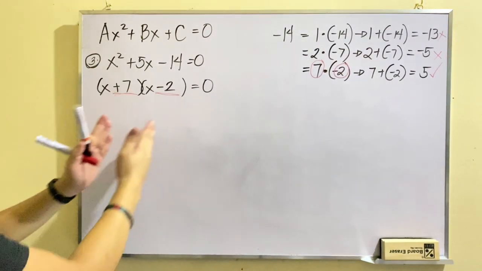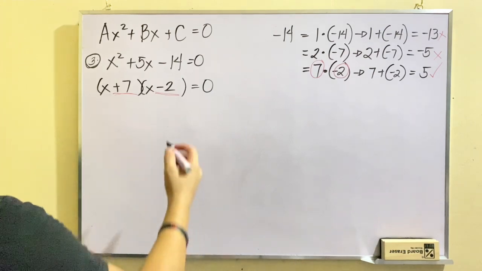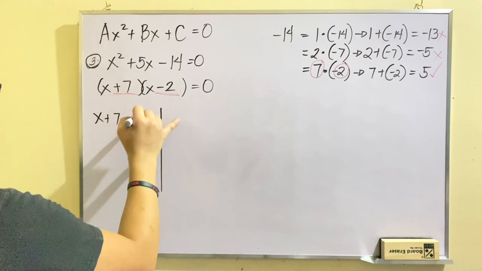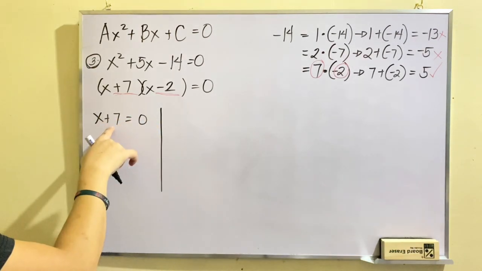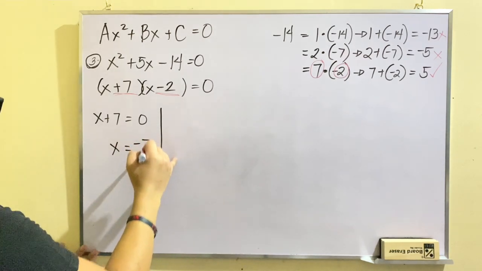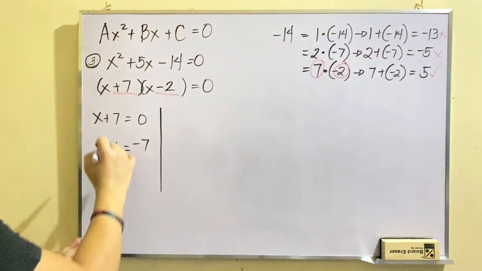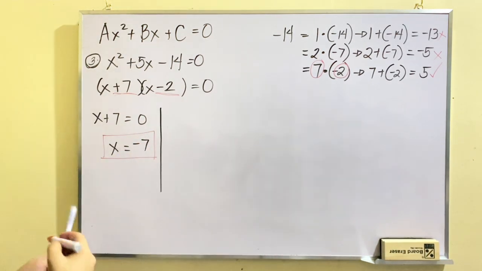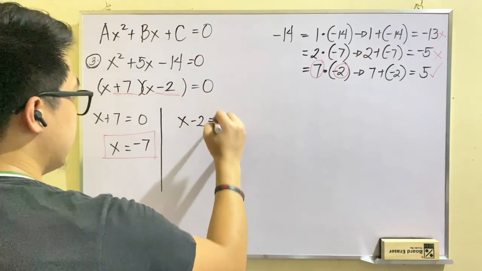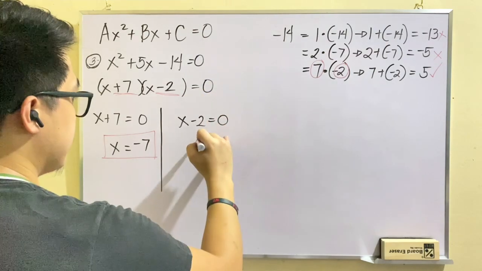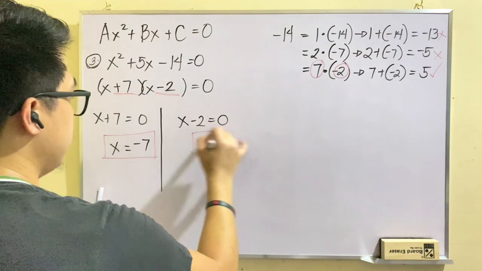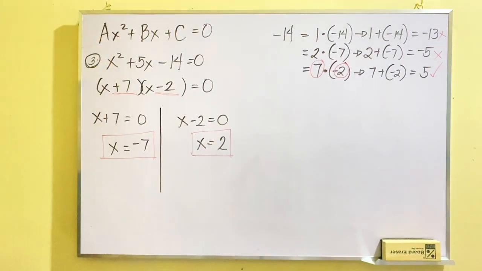Again, yung both binomial, i-equate natin siya sa 0. Ang mangyayari, x plus 7 is equal to 0. Si positive 7, kapag iniliba natin sa kabila, magiging negative 7. Therefore, x is equal to negative 7. Then, x minus 2 is equal to 0. Si negative 2, ililipat natin sa kabila, magiging positive 2. So, x is equal to positive 2.